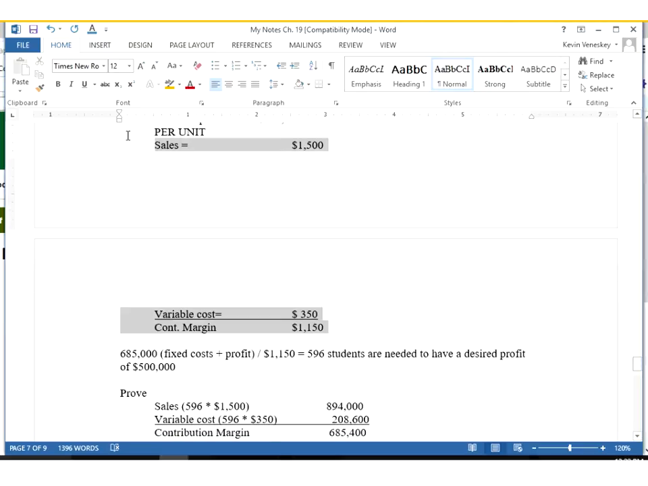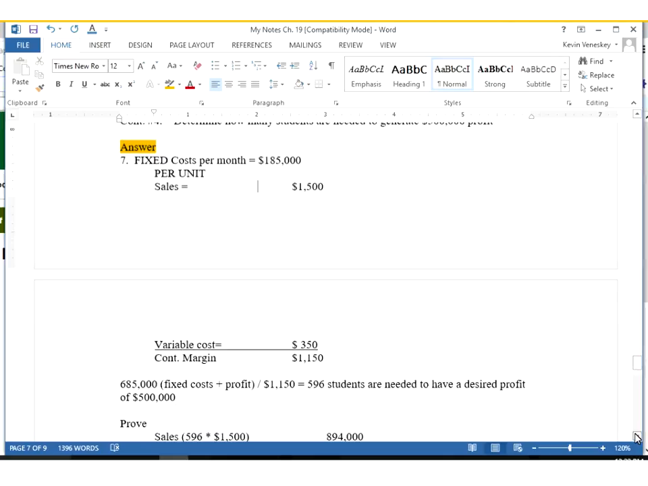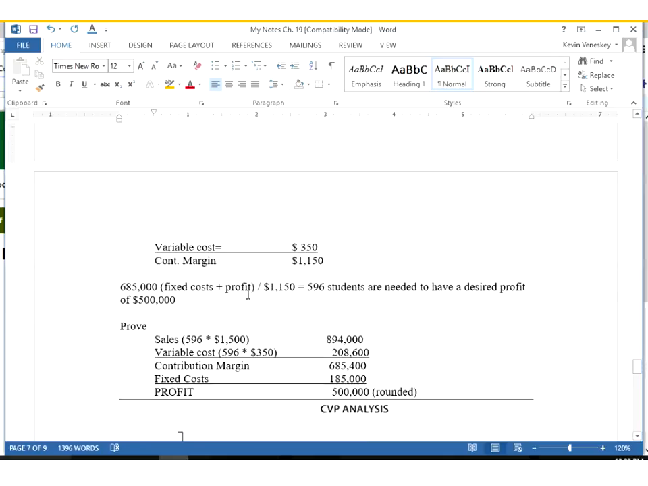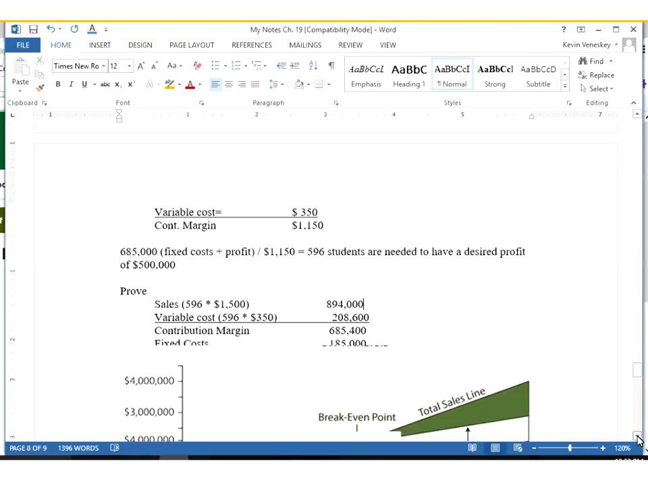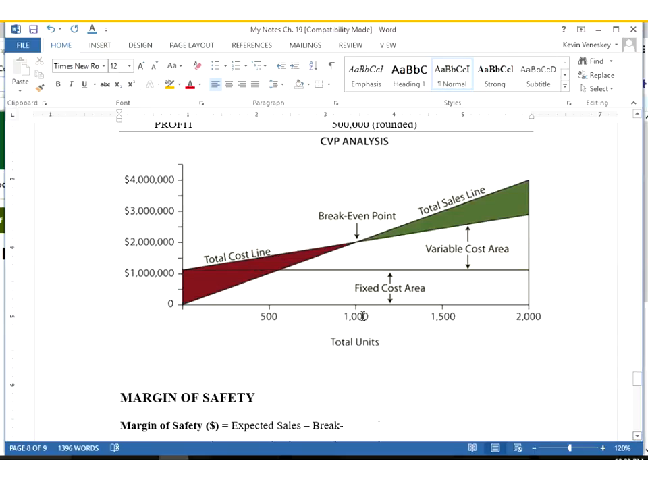Well, if we take our 650, this is kind of a repeat, I can get rid of this first little part. Fixed cost, and then I already know what my unit cost is, and now I just need to add in that profit. So 685,000 divided by what it costs me per person. I need 596 students to have a profit of 500,000. Whereas if you remember earlier, the break-even point was about 161 students, I believe. And I can prove this, just like how I did with the break-even. And you can go through and look at that for the proof.